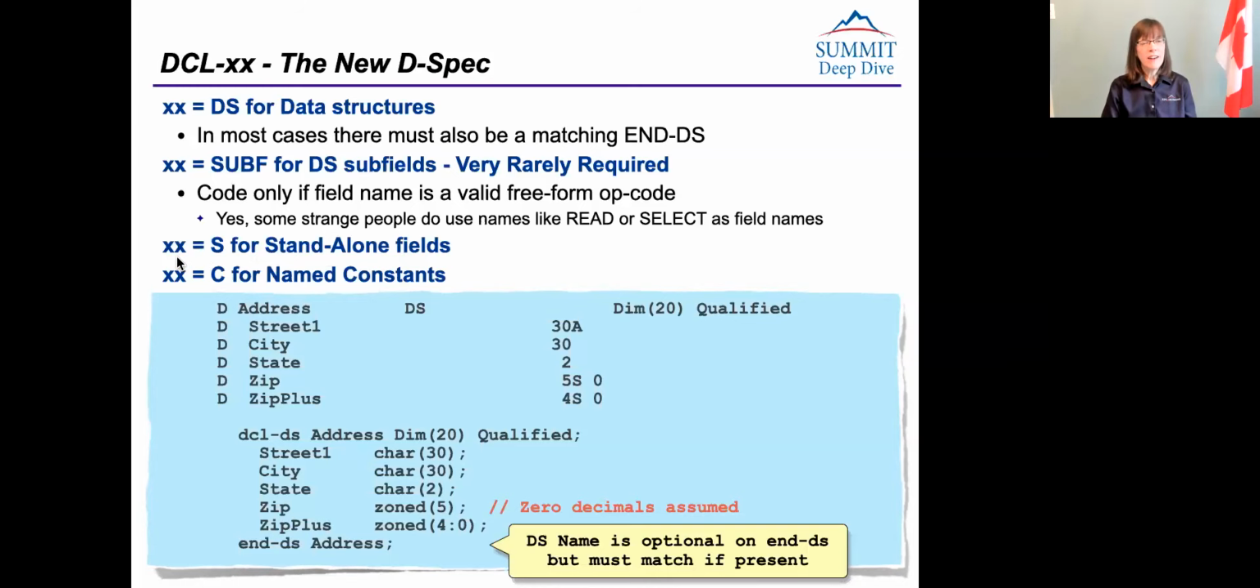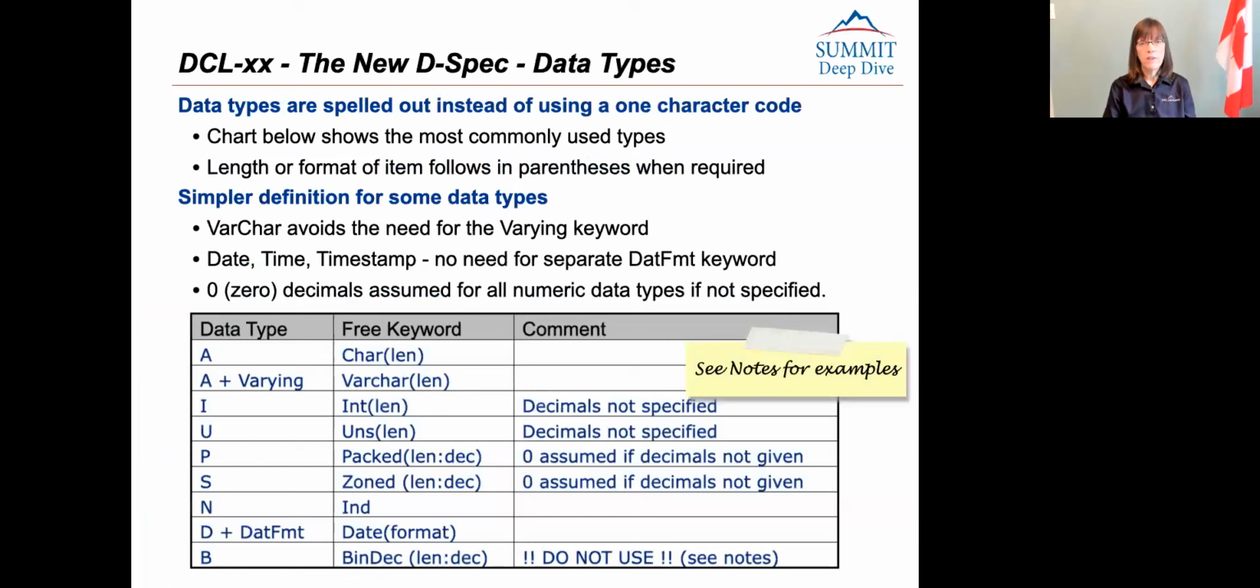We also can have standalone fields, so declare -s, and for named constants, it would be declare -c for named constants. Otherwise, the rest of the definitions look very much as what you're seeing here.